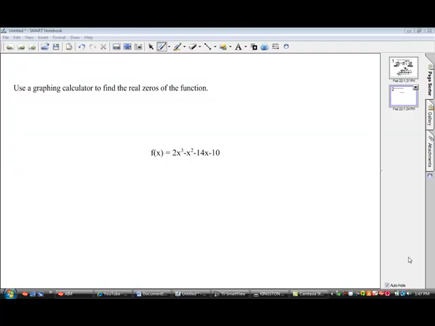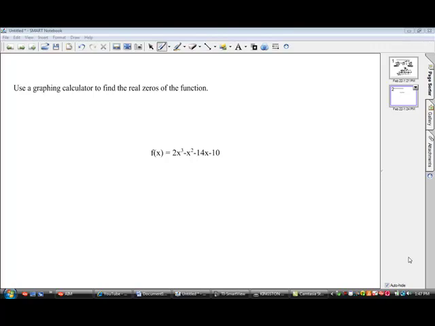This problem also comes from section 4.1 in your book. It says use a graphing calculator to find the real zeros of the function. Now it says real zeros because some of the zeros of a function you may not be able to see on a calculator. The exponent in the front will tell you that you have up to 3 zeros in that problem, but you may not be able to see all of them on a calculator.